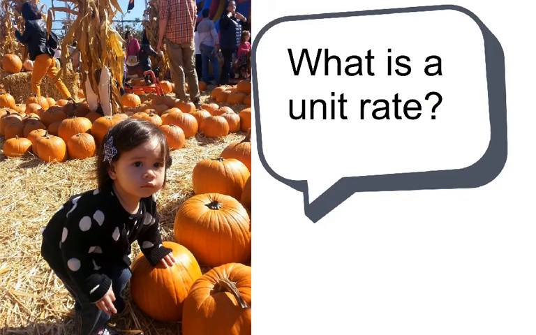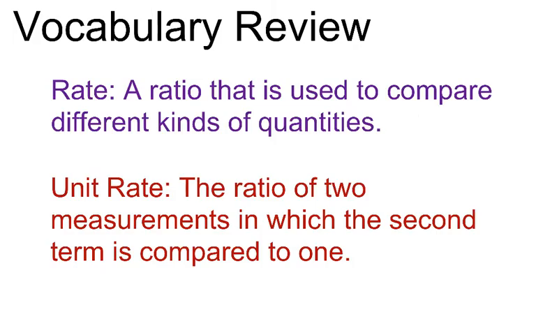So, what is a unit rate? Well, let's review. A rate is a ratio that is used to compare different kinds of quantities. A unit rate is the ratio of two measurements in which the second term is compared to 1. The really important idea here is that you've reduced it to something over 1. It's not in simplest form. It needs to be over 1.